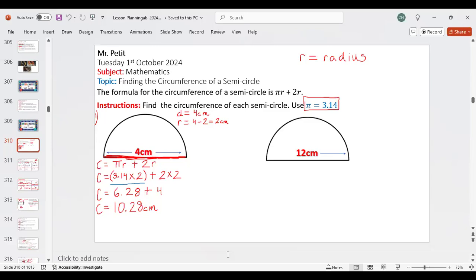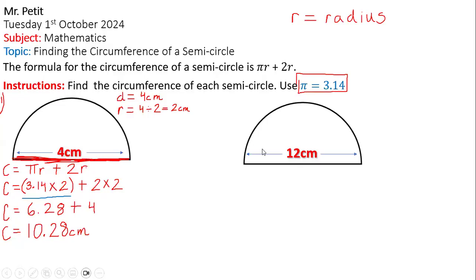Tell me what we get, right? Remember, 12 centimeters is this whole long thing. So make sure I draw this properly. A line.